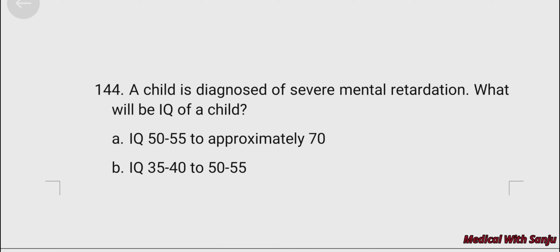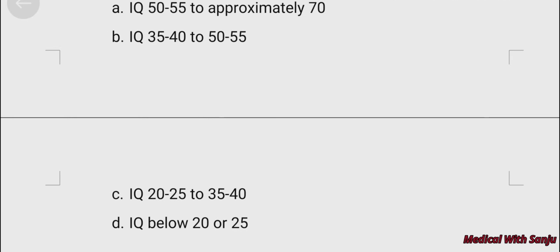Question 144. A child is diagnosed with severe mental retardation. What will be IQ of the child? Option A, IQ 50 to 55 to approximately 70. Option B, IQ 35 to 40 to 50 to 55. Option C, IQ 20 to 25 to 35 to 40. Option D, IQ below 20 or 25. Option C is right answer.